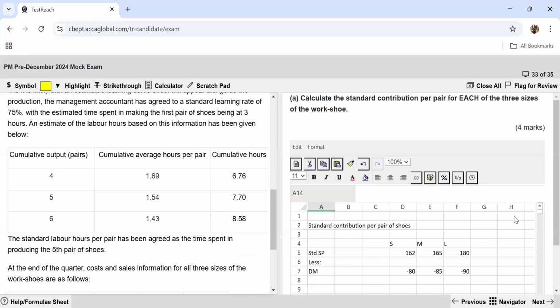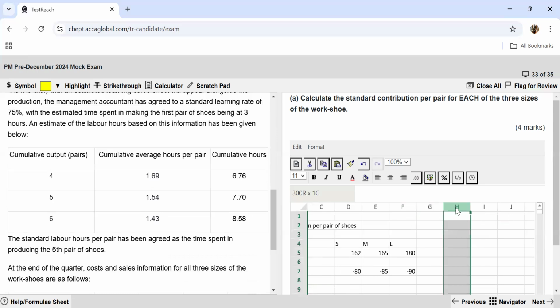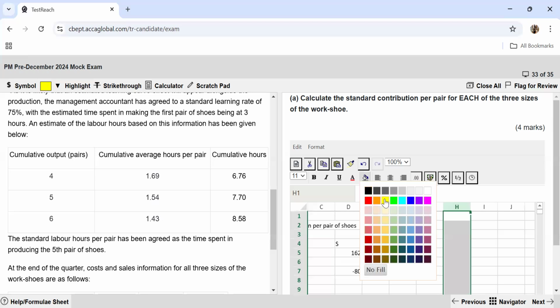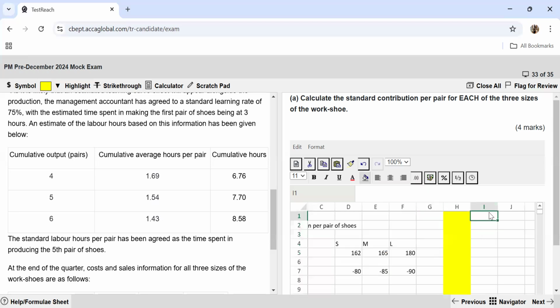We can do our workings here also. We can fill in this column with probably any of the colors to demarcate that this is from where we are starting with our workings. So I want to find out how much time it has taken for producing the fifth pair of shoes. So how much is the cumulative time that has been taken to produce 5 pair of shoes?